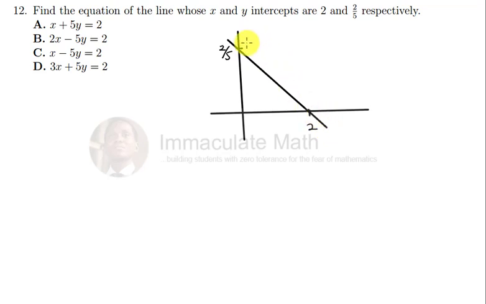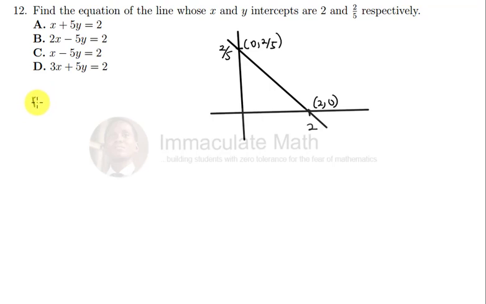Okay, so let me determine the coordinates of these points. This is on the y-axis, so that means we are going to have this to be 0 comma 2 over 5, and this is on the x-axis, that means this point is 2 comma 0. Okay, so we have these two points, right? So that means I need to calculate the gradient. So what will be the gradient?